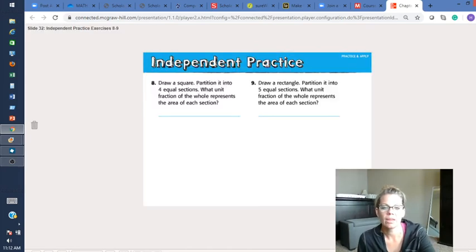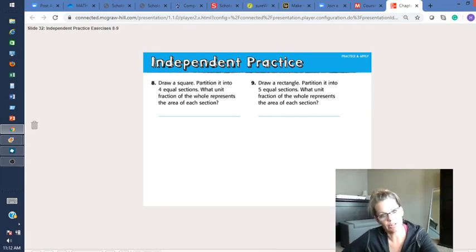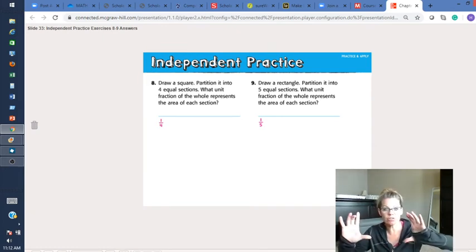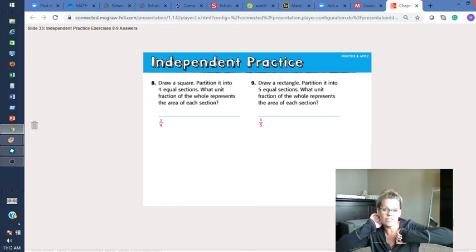Okay. All right. Let's see how you guys did. If you drew a square and then a rectangle and partitioned it, what would it look like? All right, if you had a square and you partitioned it into 4 equal sections, each unit fraction would equal 1/4. A rectangle into 5 equal sections, each unit fraction would equal 1/5.